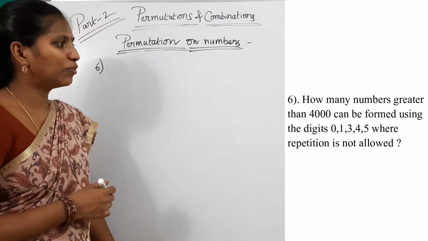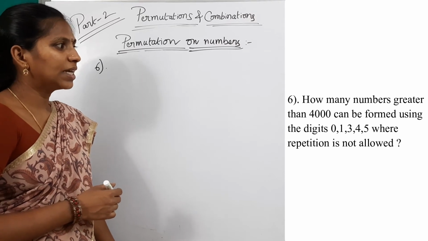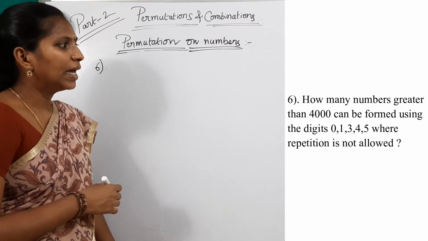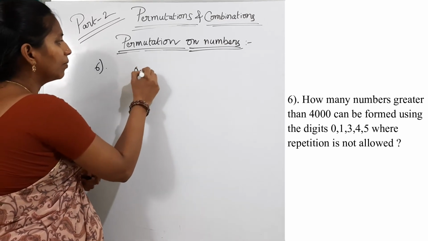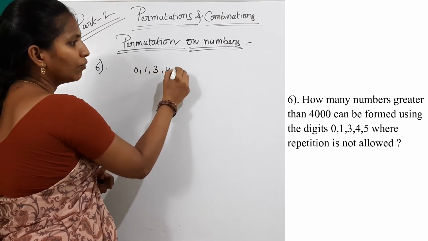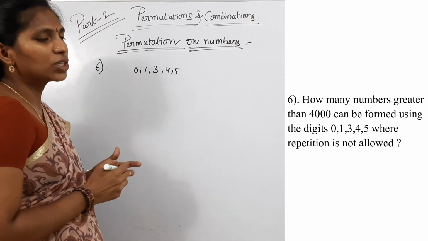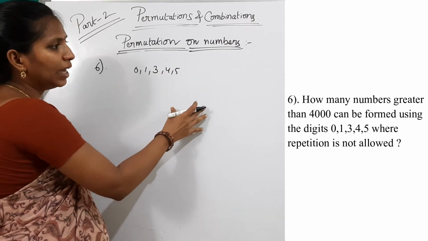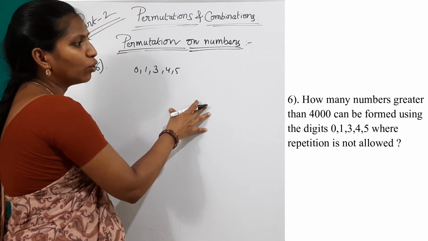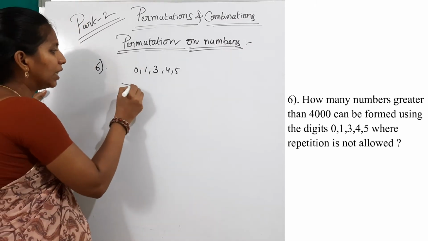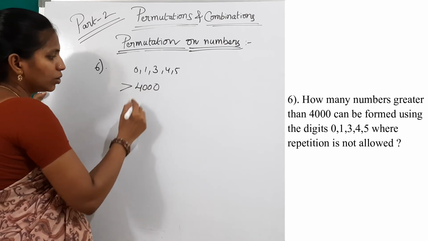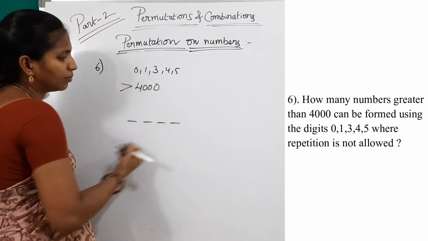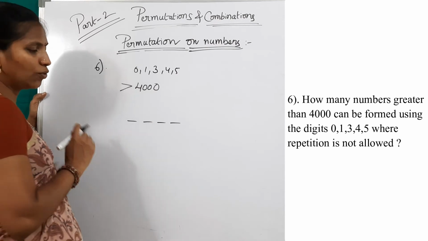Now see the sixth question. This is another type of question. How many numbers greater than 4000 can be formed using the digits 0, 1, 3, 4, 5, where repetition is not allowed? How many numbers greater than 4000 can be formed? Greater than 4000. So number of places are 4. First of all 4.